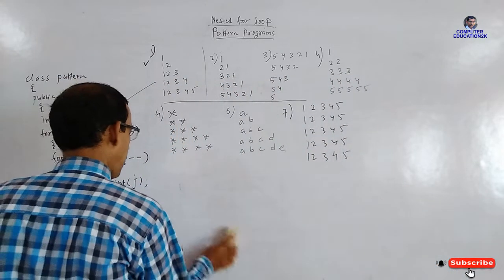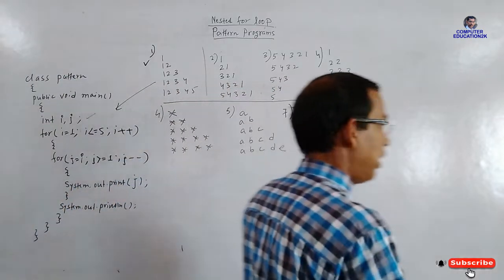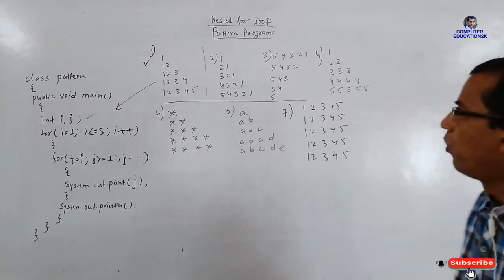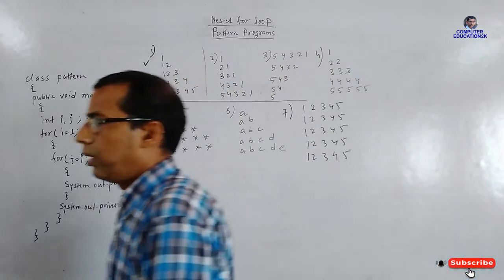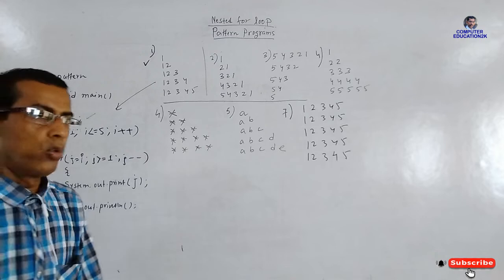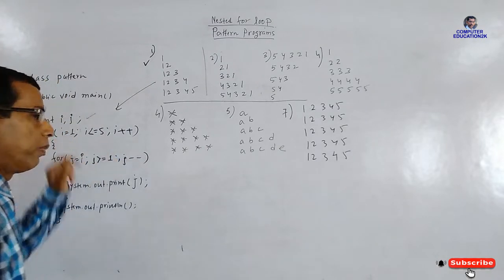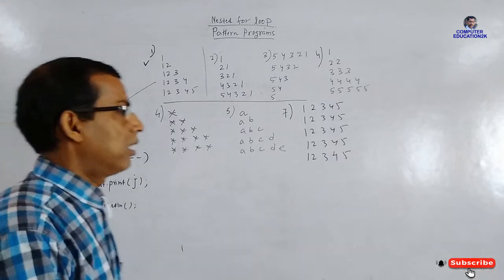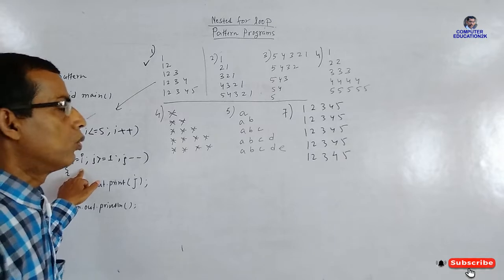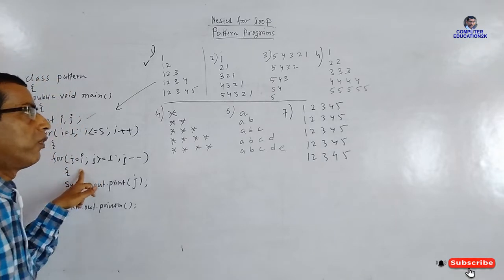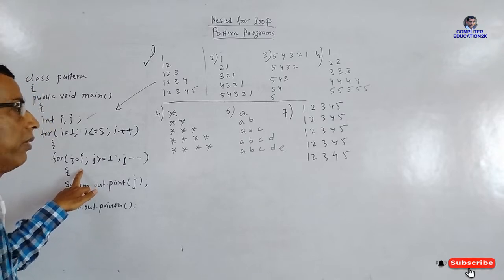See the next one: 5, 4, 3, 2, 1, then 5, 4, 3, 2, then 5, 4, 3, then 5, 4, then 5. Here also, how many rows are there? There are 5 rows. So this represents the number of rows, the number of lines. So it will be 1 to 5. And then you can see the first time it will print 5, 4, 3, 2, 1. Then it will print 5, 4, 3, 2. Then it will print 5, 4, 3. Then it will print 5, 4. And then it will print 5.